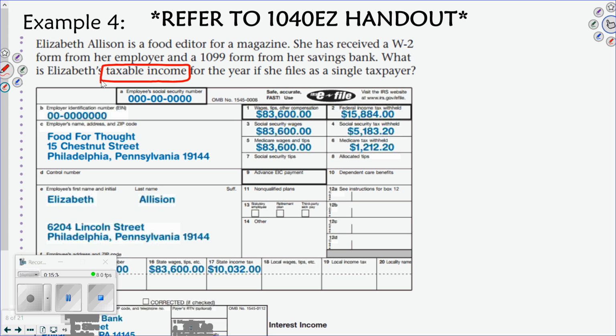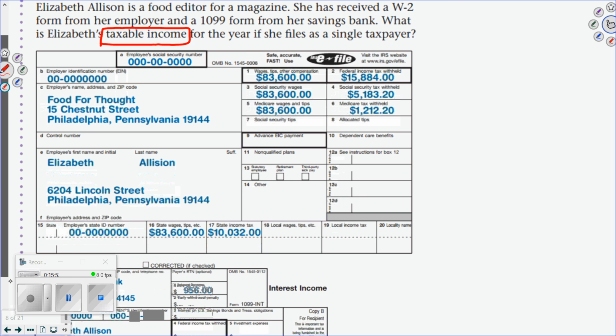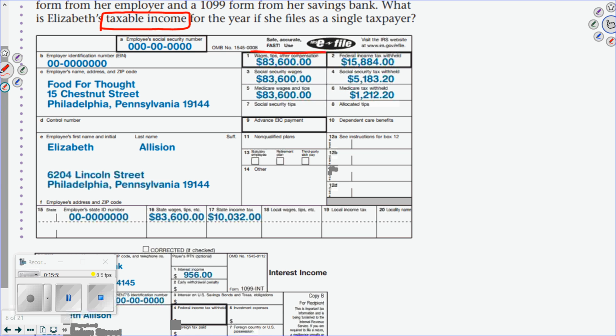If I just wanted to know how much she made, I'd ask what her gross income is. When it says taxable income, we have to actually file a tax form to figure out what her taxable income is. We don't know that otherwise. I can see how much she grossed based on this. Here's her gross right there. Great, but that doesn't tell me how much they are going to tax her on.